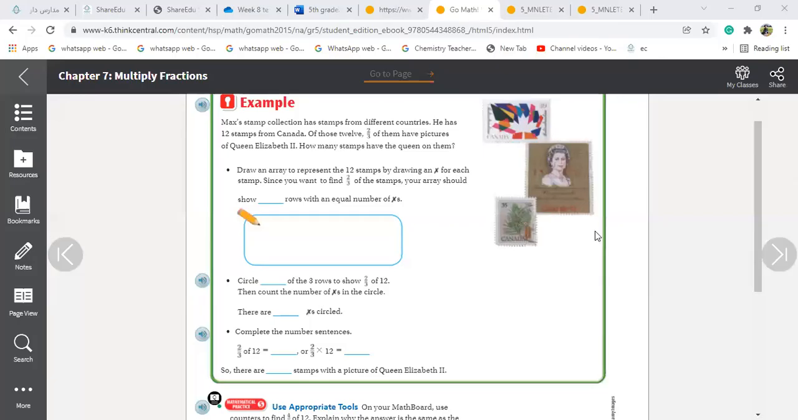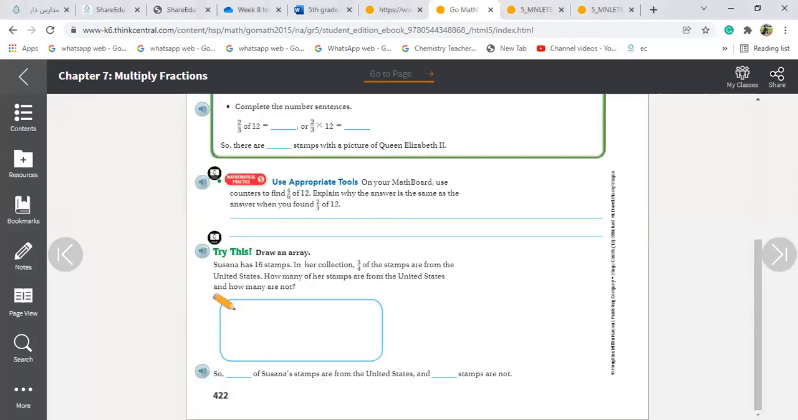Grade 5 girls, let us continue yesterday's lesson, that is 7.1. Now, this question we have done yesterday, but there were many who got confused. I'm going to write your page number here on the screen and your date. So today it is 19th January, and turn to page 422.